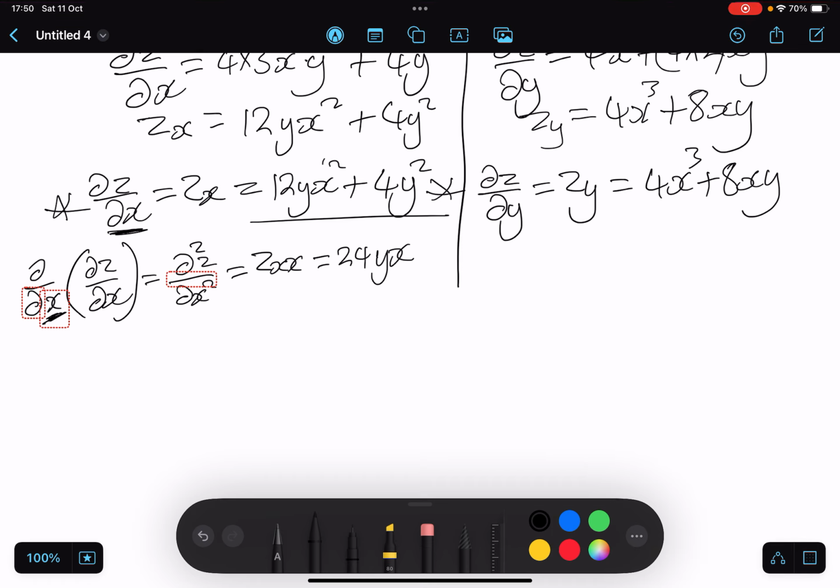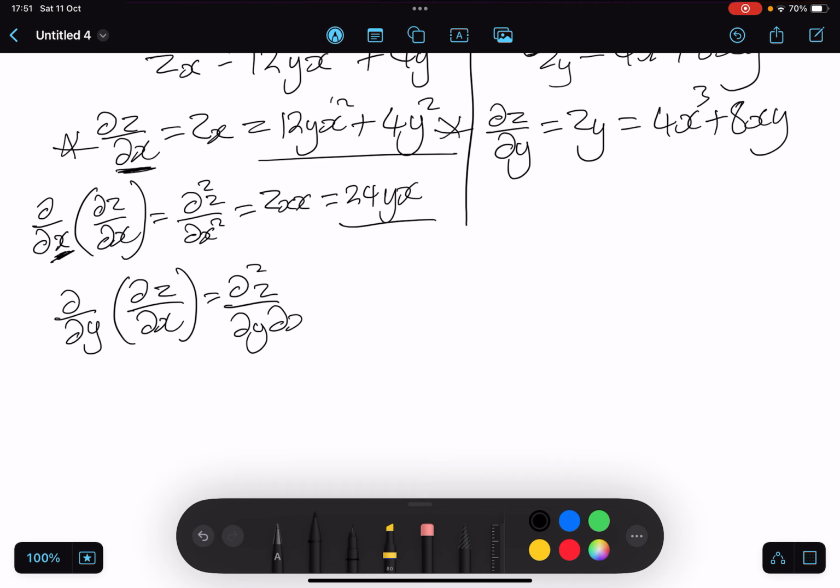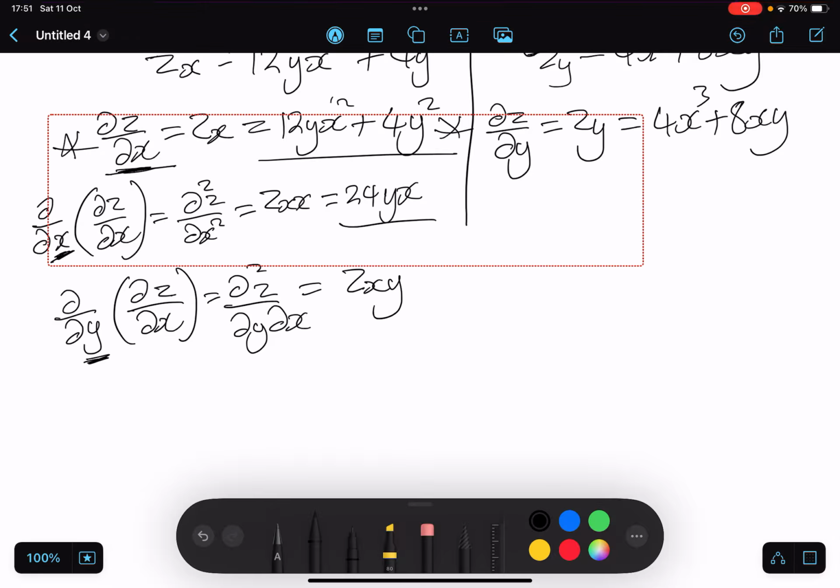So zxx is just 24yx. And then now I'm going to differentiate the same first derivative with respect to y. So d/dy of dz/dx is equal to d squared z over dy dx. Remember, I'm differentiating zx, now with respect to y. So this is going to be zxy. And then this is equal to what?